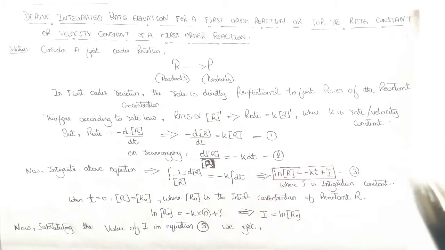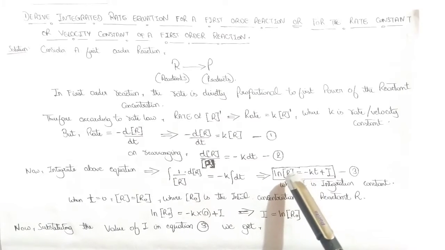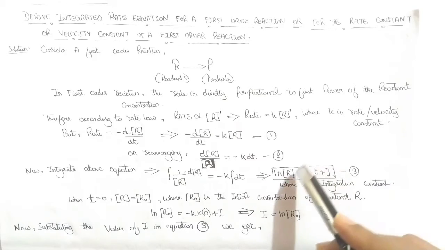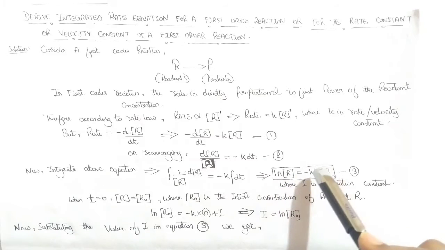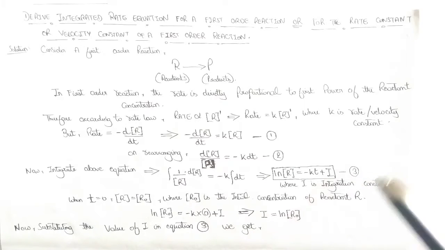At that time and at that concentration, we have ln R0 equal to minus k times nothing, so substituting these values in equation 3 gives the value of I as ln R0. We consider the time at which we know these values, and with the help of the third equation, we found the value of I.